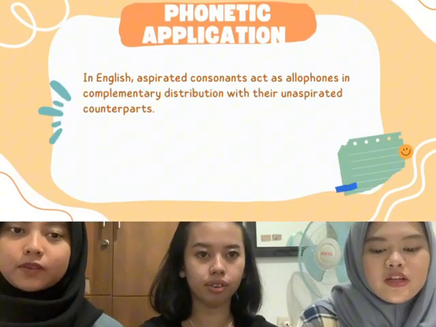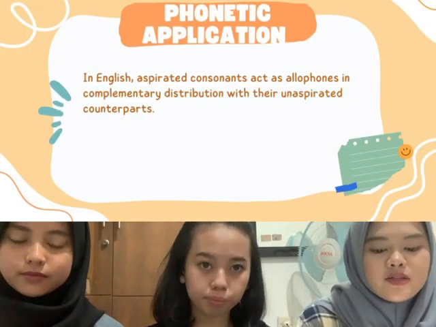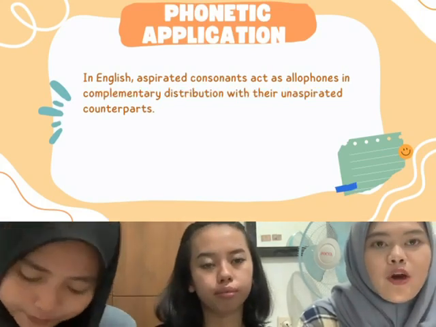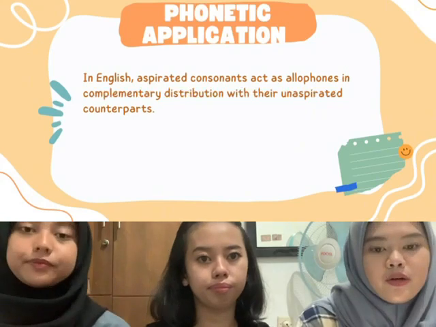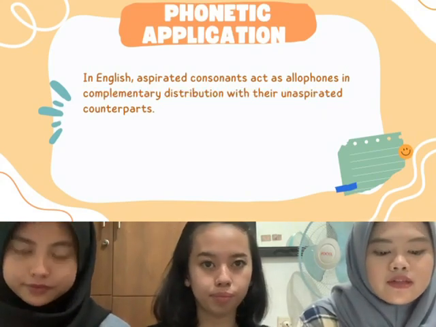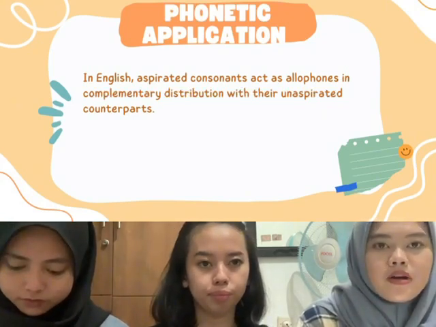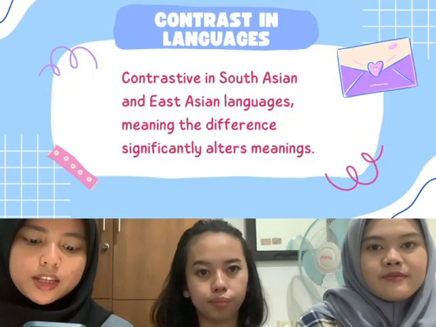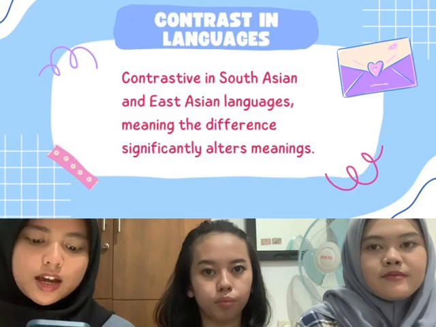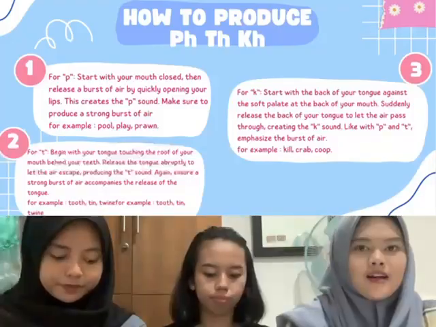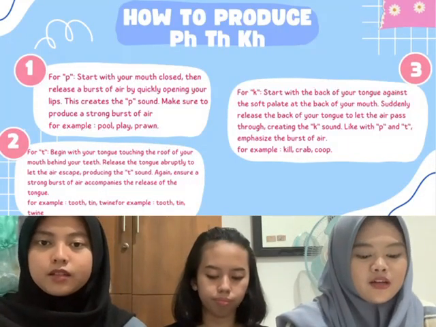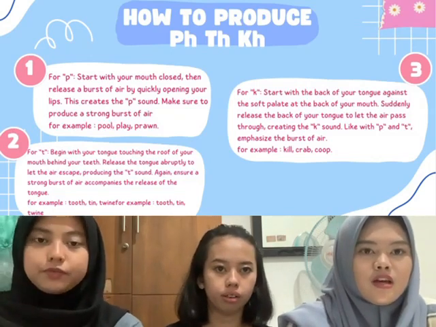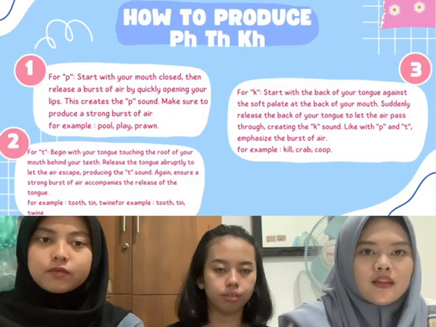Phonetic application. In English, aspirated consonants act as allophones in complementary distribution with their unaspirated counterparts. They are contrastive in South Asian and East Asian languages, meaning the difference significantly alters meanings. So now we're going to explain how to produce p, t, k.